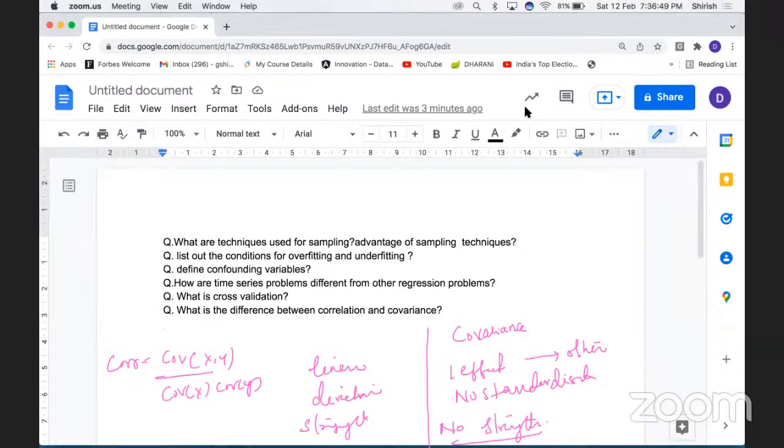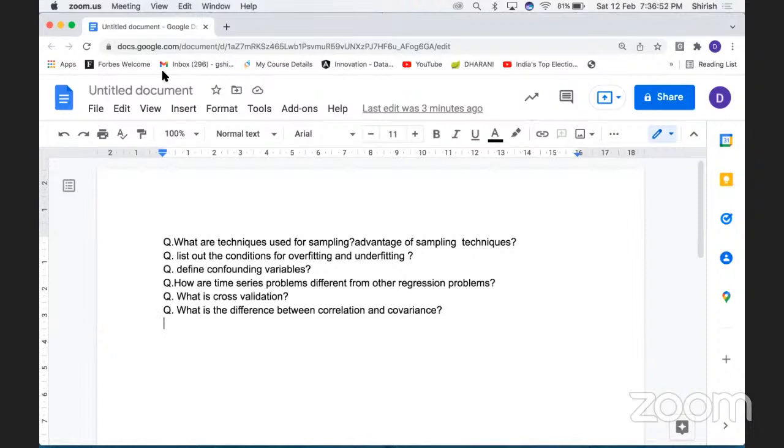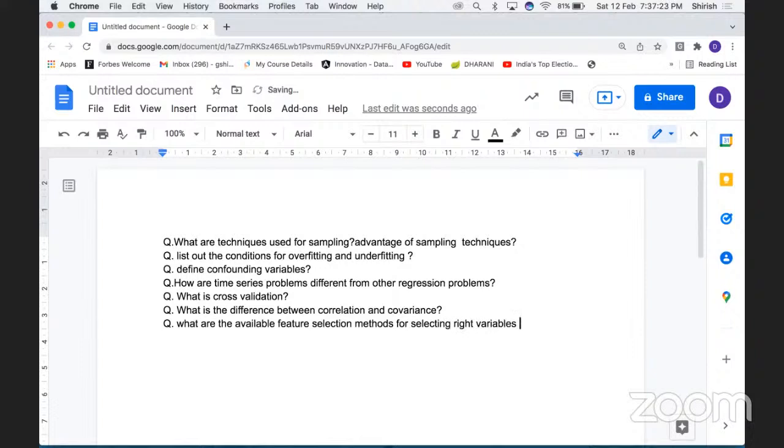Next, what are the available feature selection methods for selecting the right variables for building efficient predictive models?